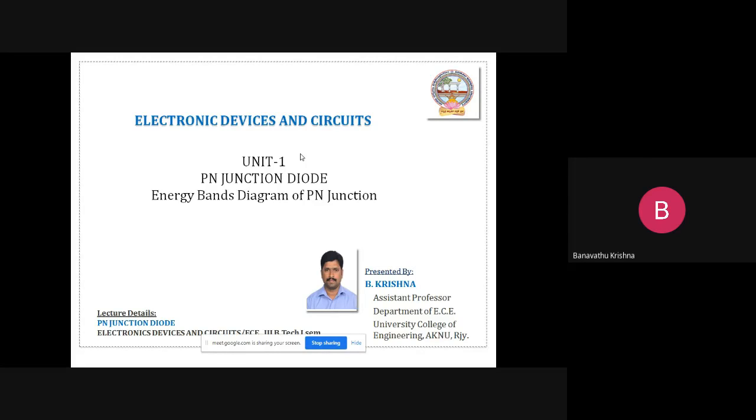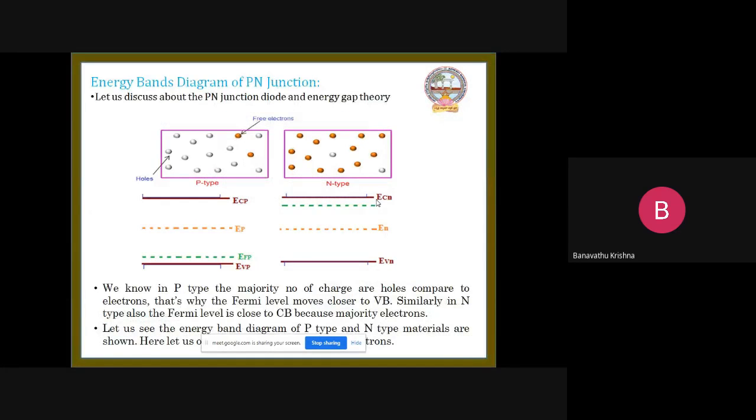PN junction diode. Actually, my subject is electron device and circuit. From that, I am going to discuss the first topic, that is PN junction diode. In that, I am going to discuss energy band diagrams of PN junction. Okay, let us see here the energy band diagram of PN junction.